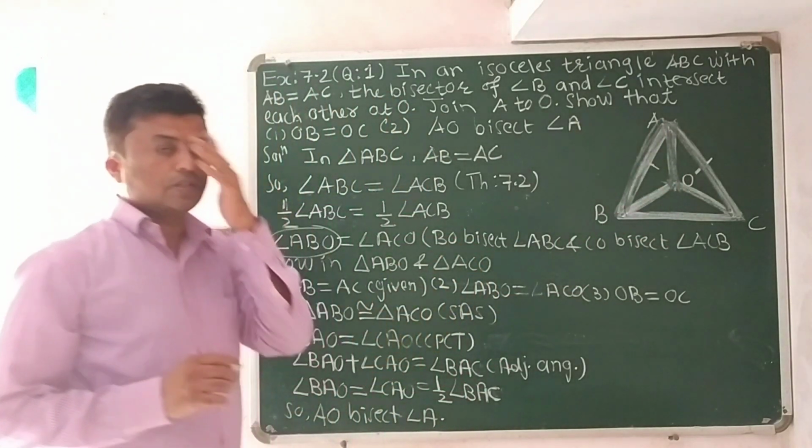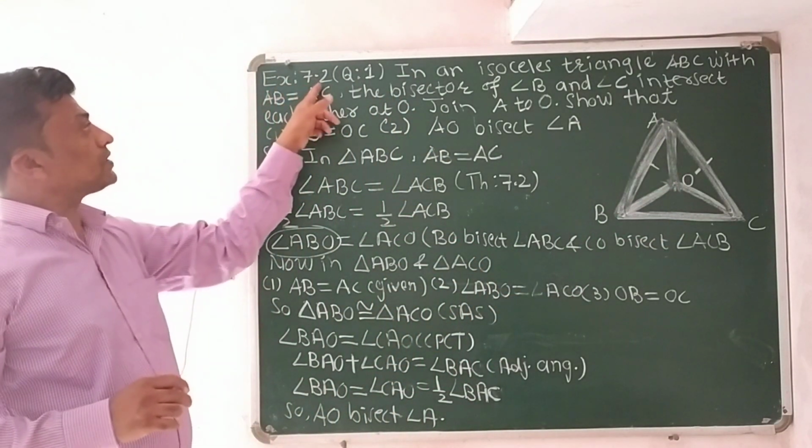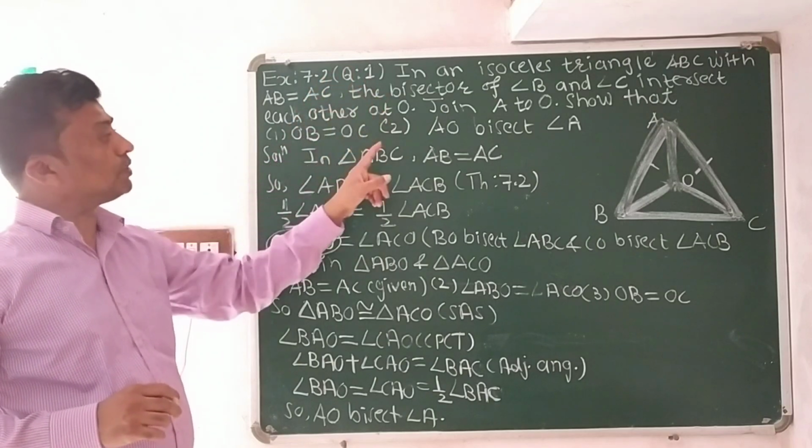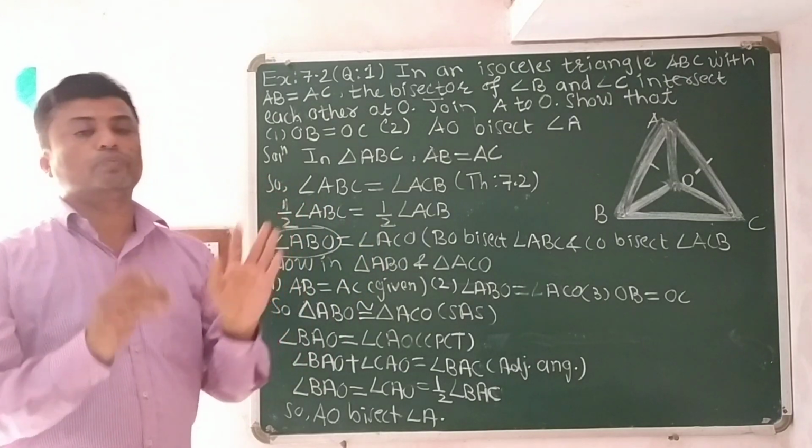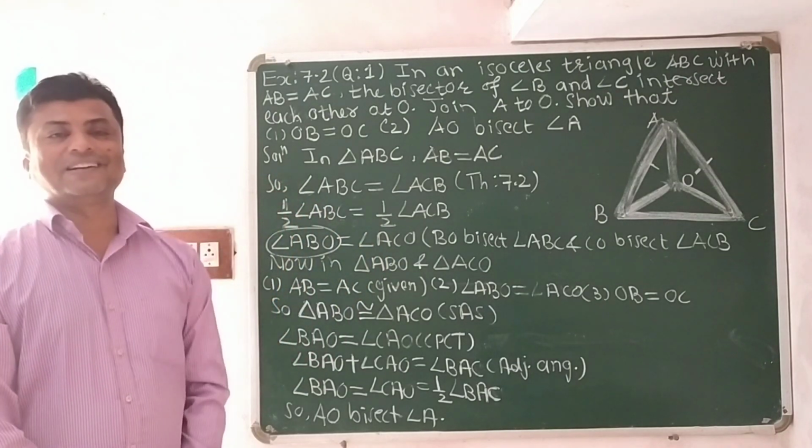So see children, this is the explanation of exercise 7.2 question number 1 second part, AO bisects angle A, that we proved. I hope you can understand this.